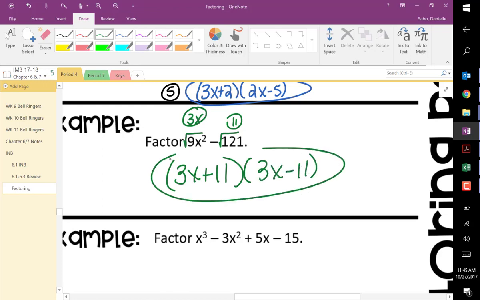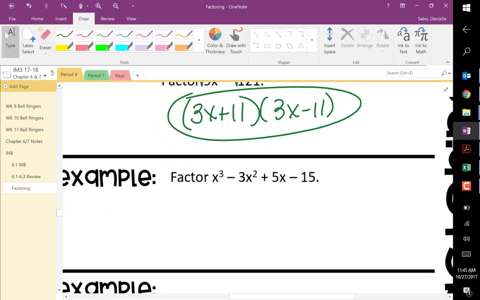And you're done. Okay, so some of them are hard and some of them are very easy, like this guy. But you have to recognize that they're perfect squares. Okay, 121 is a perfect square. So is 9. That's why we can do that. And if you were to do the claw, you would prove to yourself that it was correct.